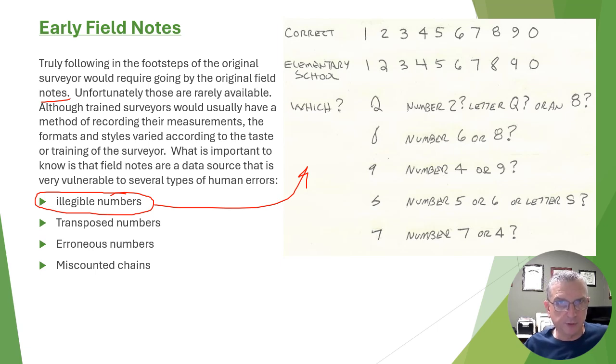There's transposed numbers. I will tell you that of the 2 traverses that I busted when I was a crew chief 30 plus years ago, when we were taking our observations and writing them in a field book with a pencil, the 2 traverses that I busted, where we had to go try to look for the error because the closure precision was not good enough, were transposed numbers.